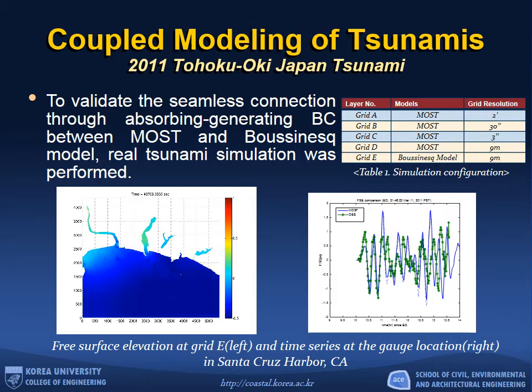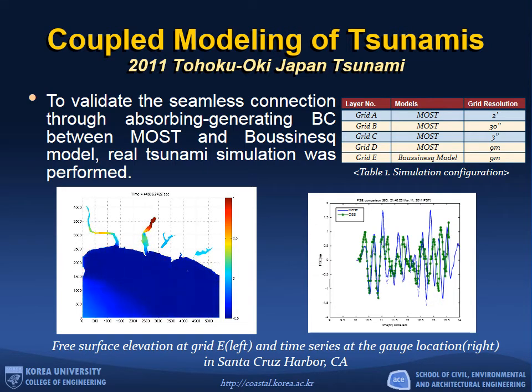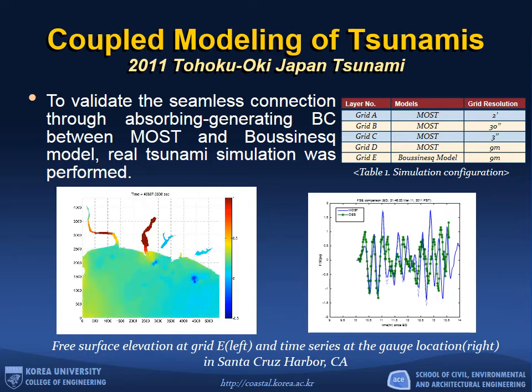So this animation shows the free surface elevation at the final layer calculated by the Boussinesq model. And we measured the free surface elevations at the gauge locations, and we compared that with the measured data. And this plot on the right-hand side shows the result. And we can notice that the modeled results seem to be in good agreement with the measured results.